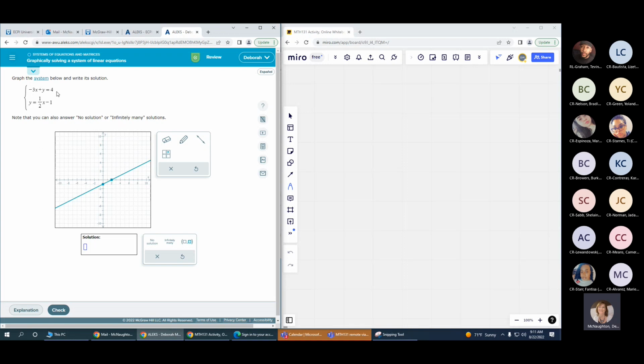And then to graph the first equation, I just want to rewrite that. I have -3x plus y equals 4. And so I can add 3x to both sides. So I get y equals, I'm just going to write the 3x first, plus 4. So y equals 3x plus 4.